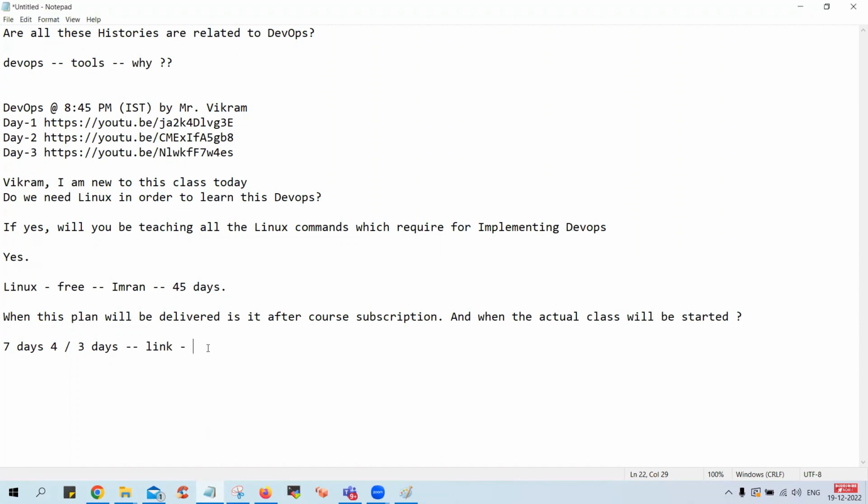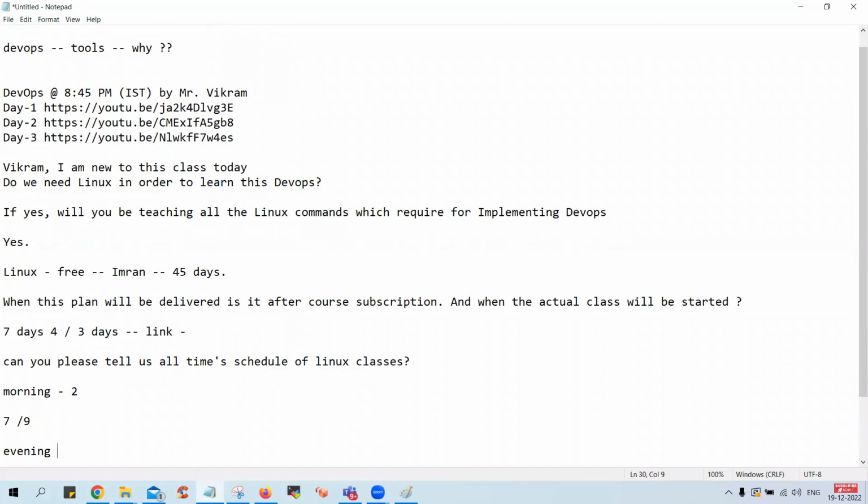Schedule for Linux classes. Please tell me all the time. Okay, Linux classes will have some time in the morning and some time in the evening also. Morning, two timings you have. I'm guessing. Shubham, what are the timings? Is it around 7 and 9, I guess? And in the evening, 4 p.m. and 6 p.m.